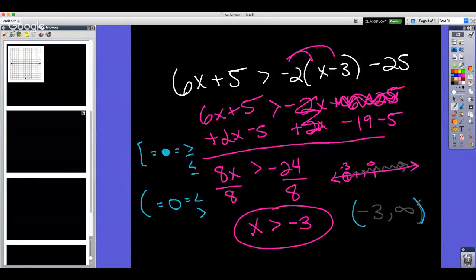Okay? So if there was a greater than or equal to sign, then... Hey y'all, let's make sure we keep it down so we can hear.